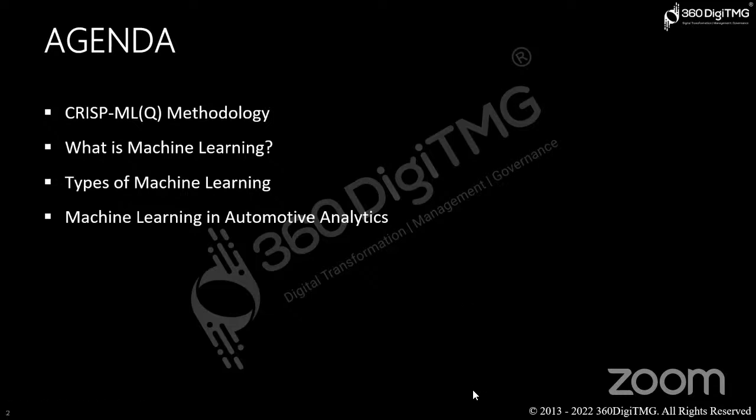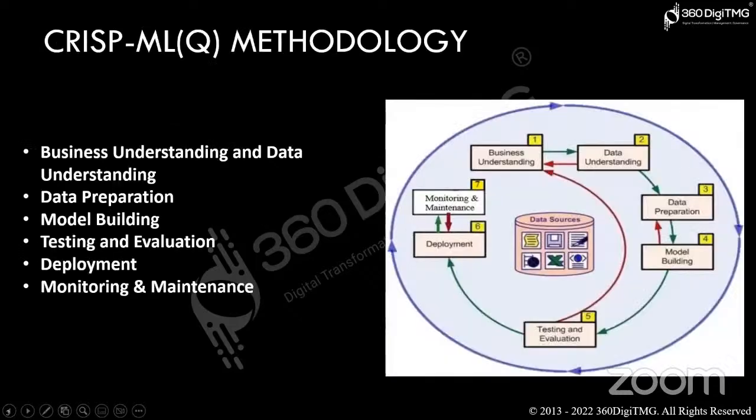Let us start with the CRISP MLQ methodology. It is a project management methodology with 6 steps, starting from business understanding and data understanding, then data preparation, model building, testing and evaluation, deployment, and finally monitoring and maintenance.